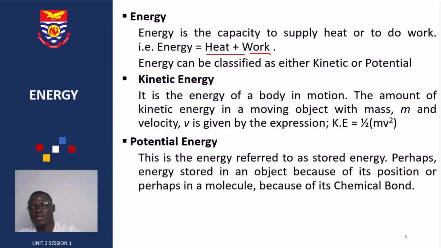And we can classify energy either as kinetic or potential. Kinetic energy is the energy of a body in motion. That is, as the body moves, the energy it possesses is what we call the kinetic energy, or the energy that keeps the body in motion. The amount of kinetic energy in a moving body with mass m and velocity v is given by the expression half mass velocity squared. So if we want to calculate the amount of kinetic energy in a moving body, we can simply do that if we know the mass of the body and the velocity, that is the speed at which the body is moving.